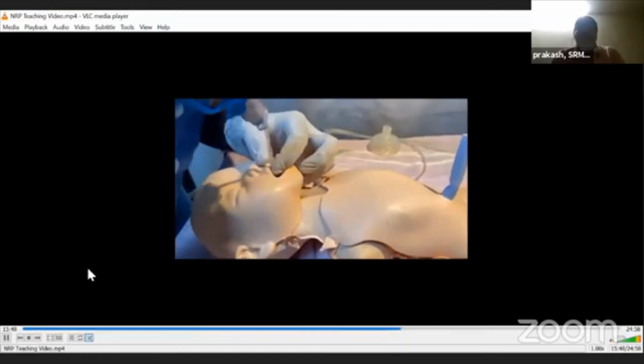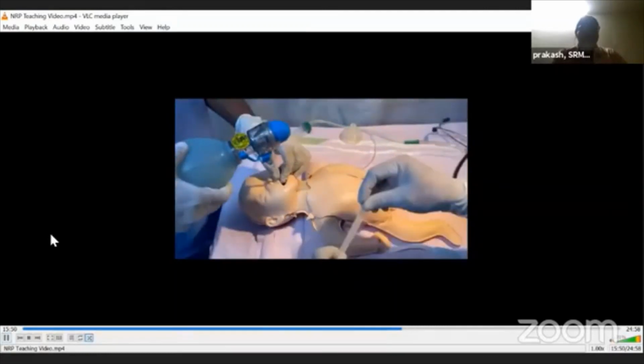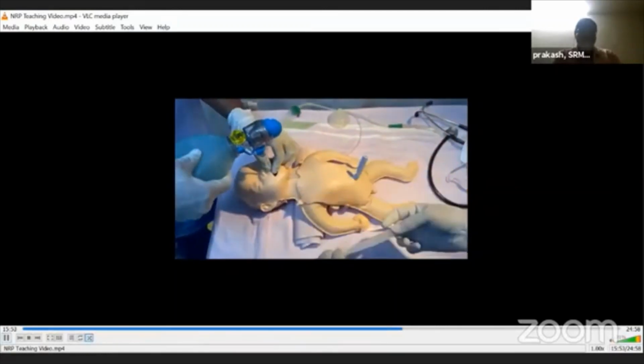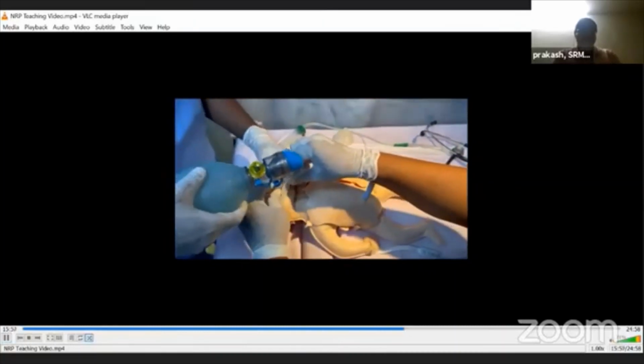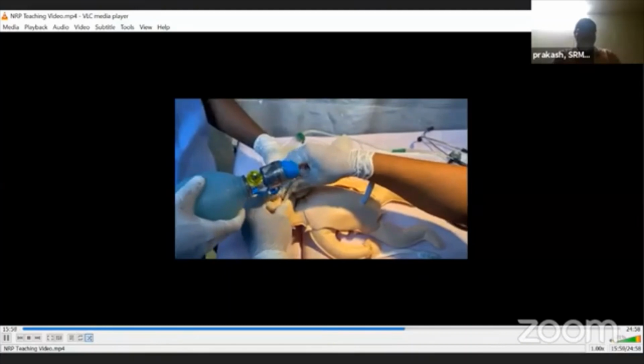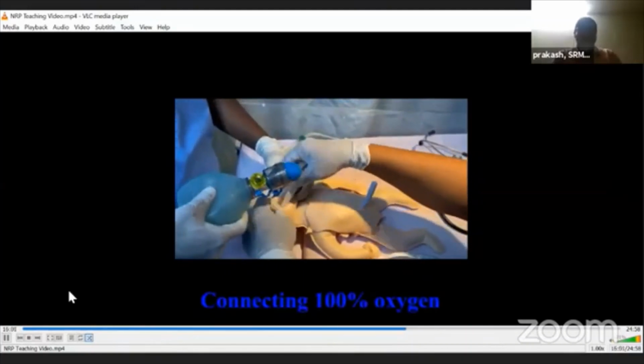I'm fixing at 9 centimeters, sir. Thank you, Dr. Dinesh. I'll just secure the ETT now. Surya, can you please connect 100% oxygen now? Okay, sir.